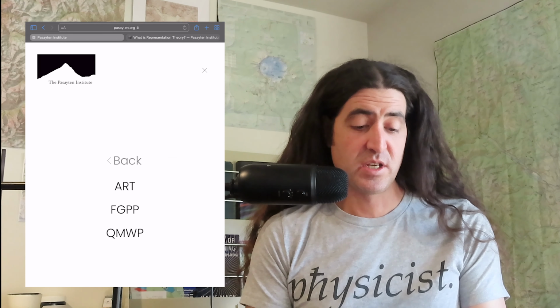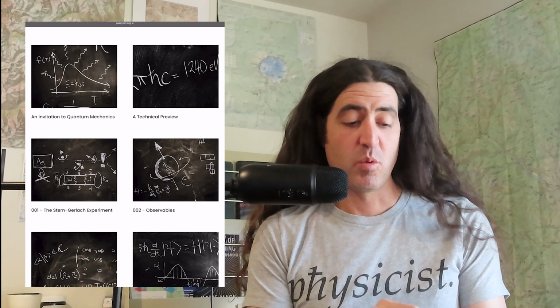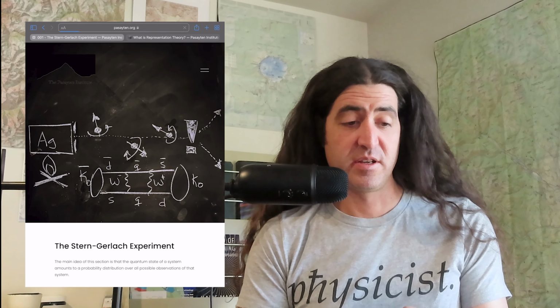This is our first problem solving session, and we're going to be going over the problems from section 1. I'm going to break this up into multiple different videos just so you don't have to watch them all at once. But for reference, you can navigate to the website, passaten.org, click on the hamburger icon and go to Courses, QMWP, that's Quantum Mechanics for the Working Professional, and scroll down to the relevant section. That would be 1, the Stern-Gerlach experiment.